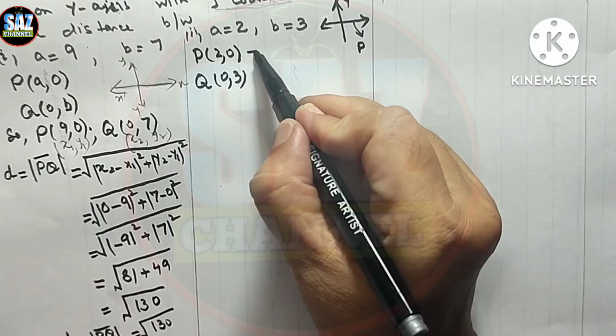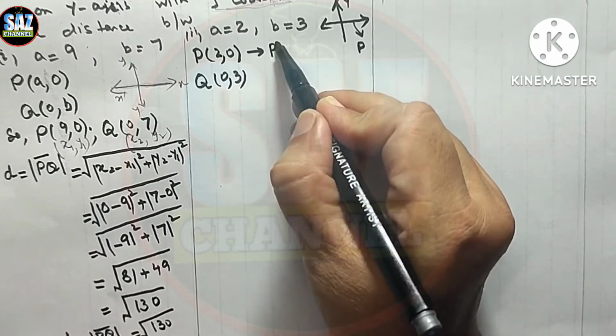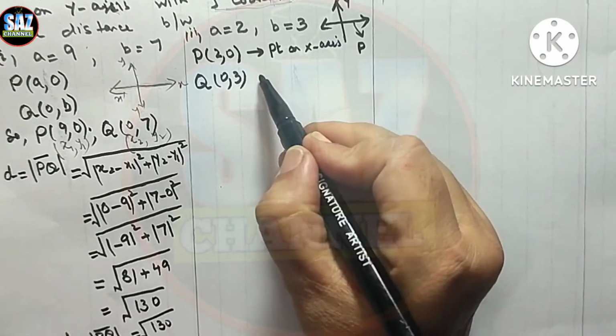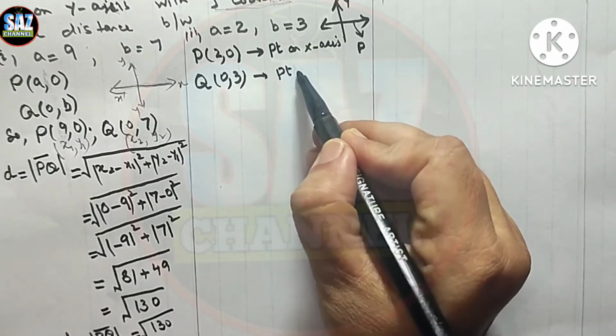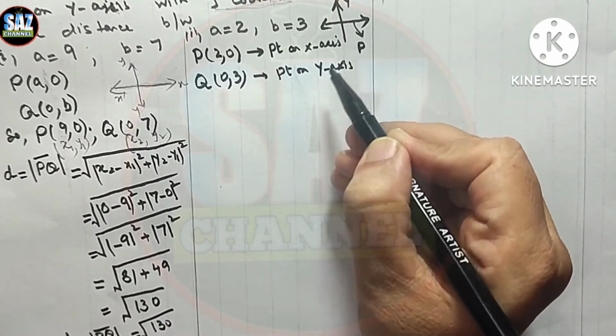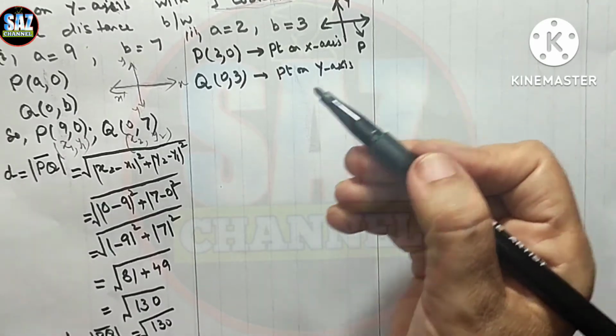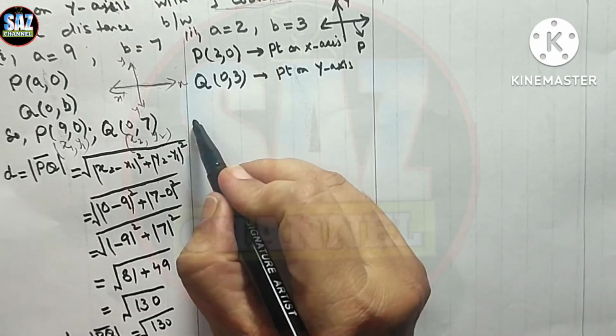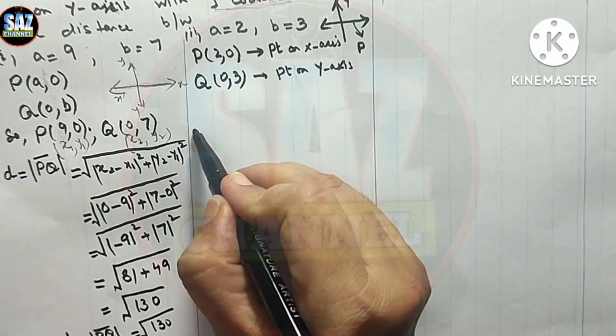and the reason is: point on x-axis, point on y-axis. You must support your working with small statements and reasons, so that the examiner can understand your message. Now recall, students, what is the formula for finding the distance?